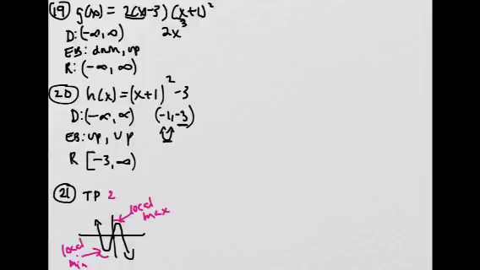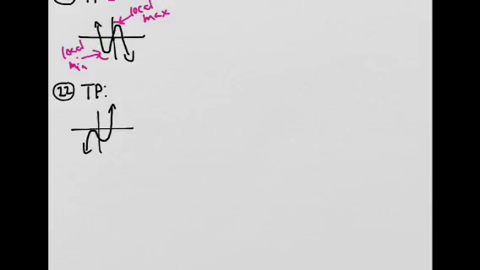Okay, 22 has 2 turning points. It has no global max or min because the arrows are going opposite directions, so there's no maximum point or minimum point in the graph. It does have a local min and it does have a local max.